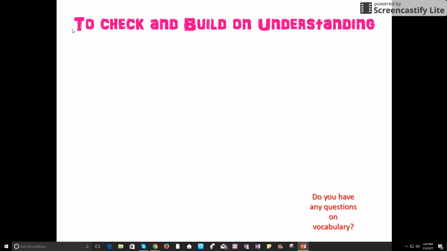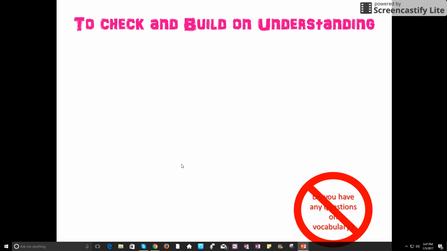One of the most important ways we want to use questions is to check and build on our students' understanding. So we have this common question, do you have any questions on vocabulary, right? We've all asked that. But this is really a question we want to avoid. The reason for this is because some students don't realize they have questions. Some students are afraid to ask questions. And we want to be a lot more specific than this question.